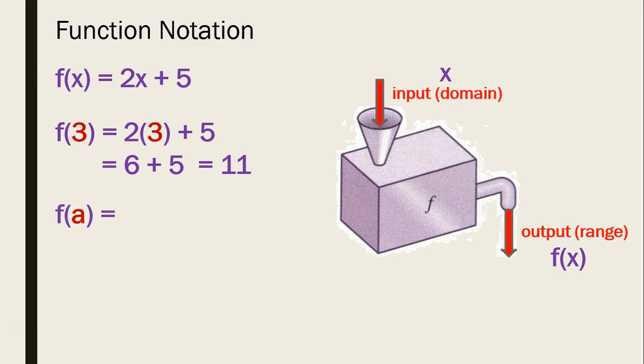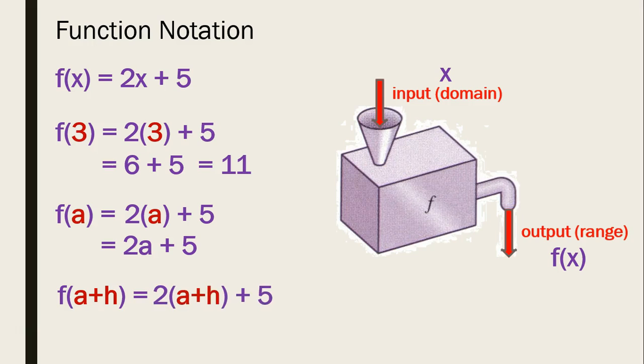If we ask what's f of a, that means the same thing except we're substituting an a for the x. And in this case, our output is an expression, 2a plus 5. Remember, you can't combine the 2a and the 5 because they aren't like terms. One is a variable term and one is a number term. And even if we have something like f of a plus h, that simply means we're substituting a plus h for the x, and we're simplifying.